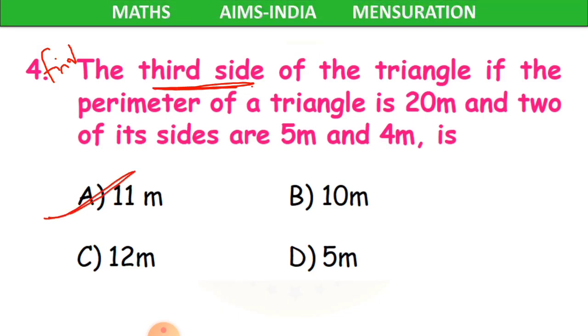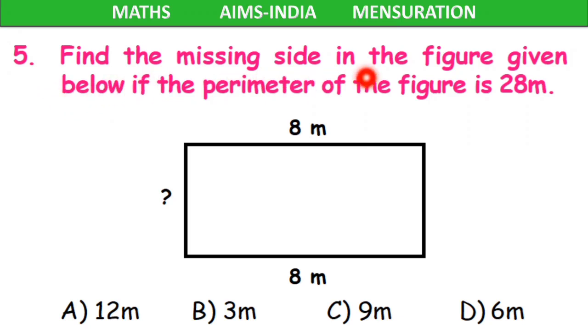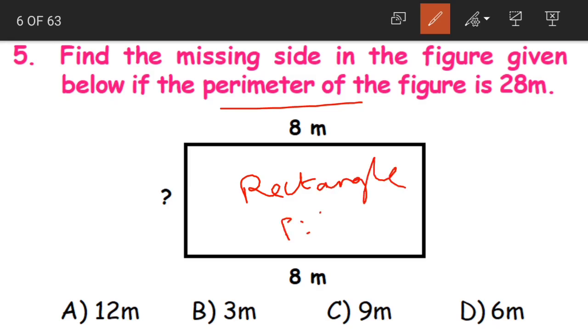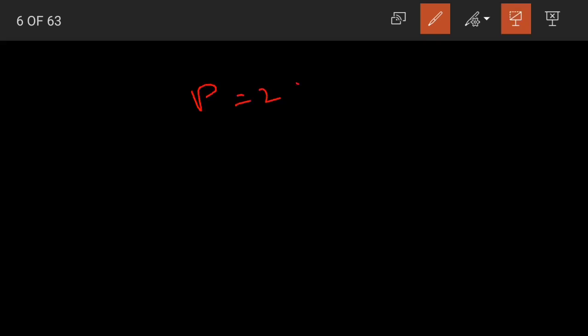I hope this is clear, children. Question number 5. Find the missing side in the figure given below if the perimeter of the figure is 28 meters. Again, what is this? The perimeter of the rectangle. This is a rectangle, yes. So the perimeter of the rectangle is already given. That is nothing but 28 meters. And what is this 8? 8 we'll consider as length, or else you can consider it as breadth also, children. It's okay, you can consider it either as length or breadth. We have to find out the other side. Understood? Perimeter is 28.